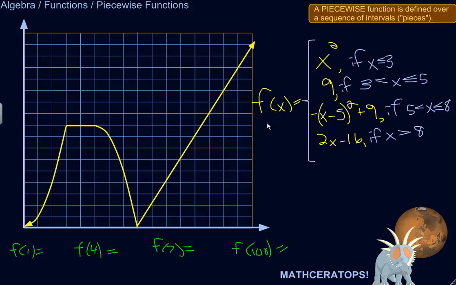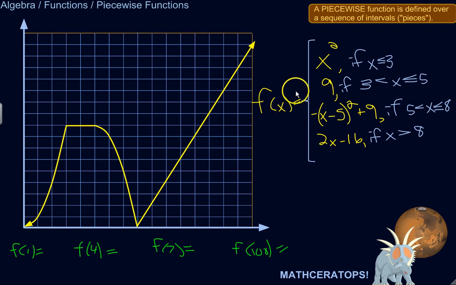Alright, let's do a little intro on piecewise functions. Piecewise functions are called that because they're defined over a sequence of intervals, which you can think of as pieces. So it's not just simply f of x equals x squared or something like that.